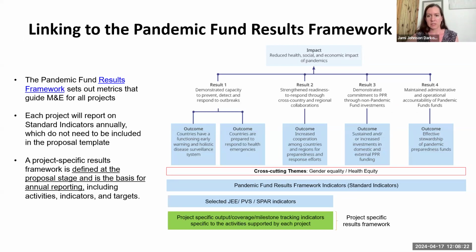They don't need to be included as part of the proposal template because they're something that is reported on by all projects once those are awarded. However, under particularly results area 1, which is the demonstrated capacity to prevent, detect, and respond to outbreaks, this is where there are a set of JEE, PVS, and SPAR indicators that are relevant to the particular support types that the Pandemic Fund provides funding for.